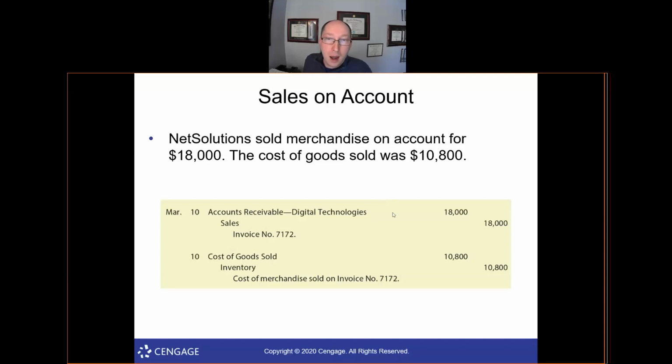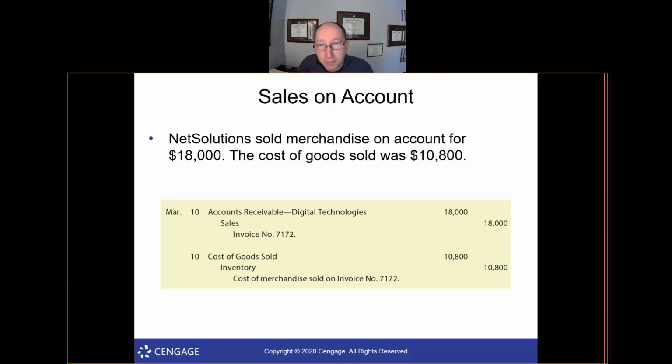Okay. Now let's talk about sales on account. We've talked about this in the past. We're going to keep talking about it. So when we sell something on account, when you hear the word on account, it means either accounts receivable or accounts payable. When we sell something and you hear the word on account, it means accounts receivable. That means that we'll eventually receive cash from our customer. So we put it in accounts receivable. On account, when we receive a bill and we haven't paid it yet, that's accounts payable. But right now, we're going to talk about accounts receivable.